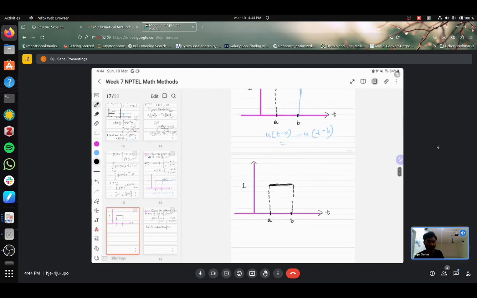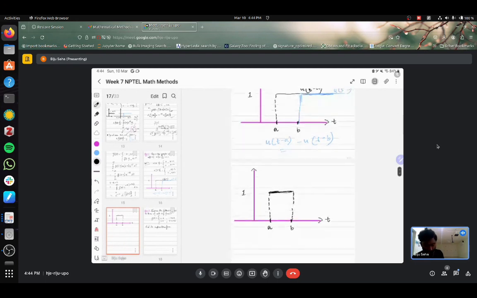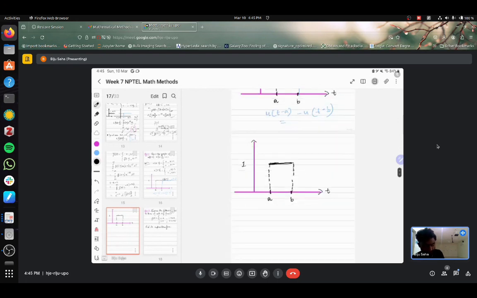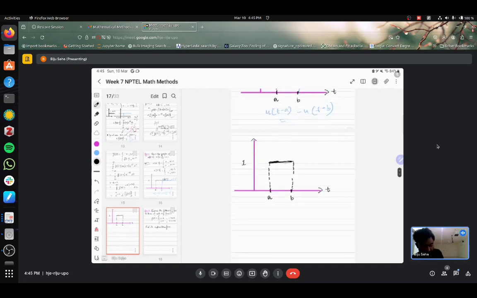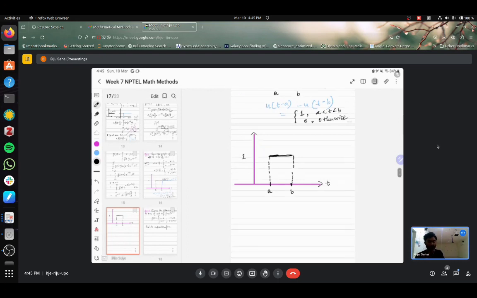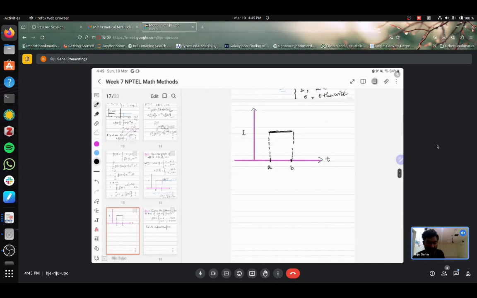Yeah, within only this range it will be defined, that is between point a to b, and in all other places it will be equal to 0. So that is the definition of this kind of step function.